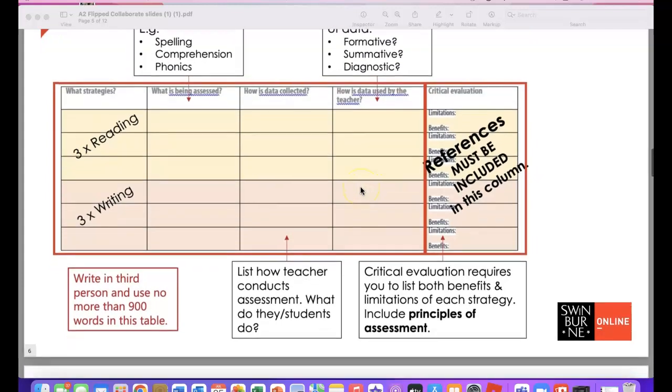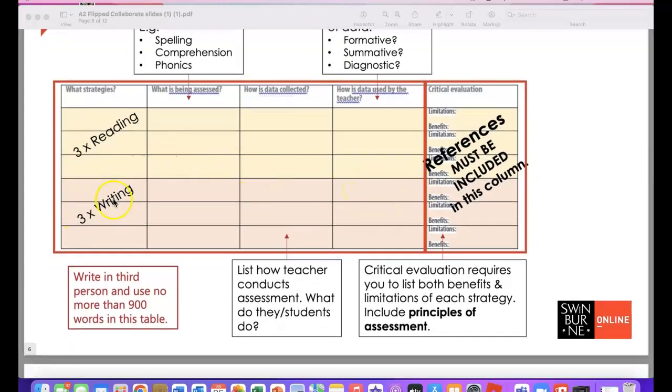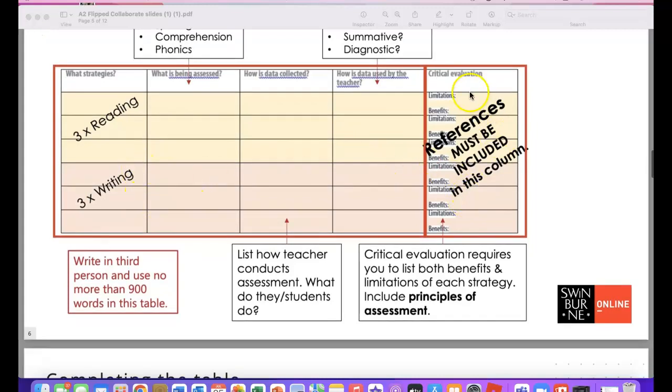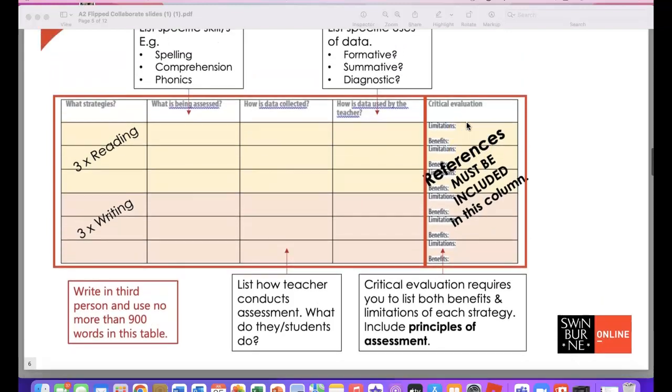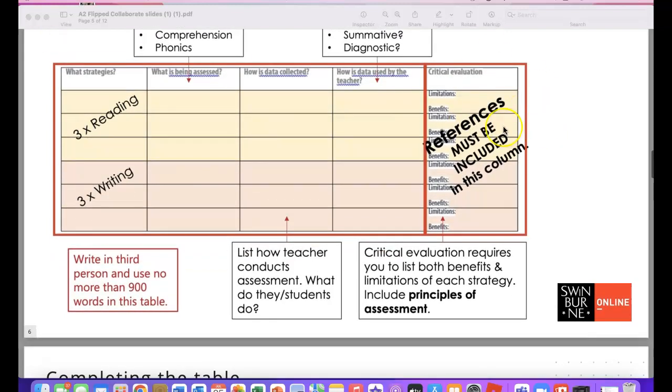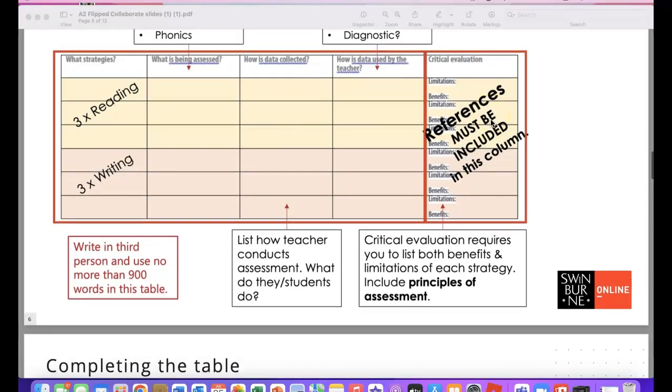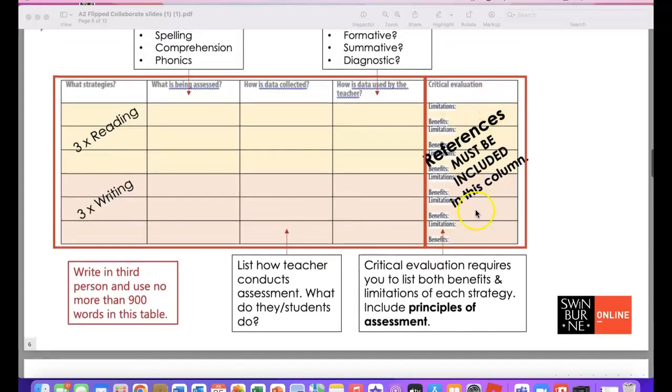You have 900 words across your whole table, and you have got your 3 reading and your 3 writing. It is really important when you get to your benefits and limitations that you include references. So we're always backing up the ideas that we're saying, otherwise it becomes just unsubstantiated opinion if you don't use support. So really try to use a reference for each of the ideas that you come up with in this column.